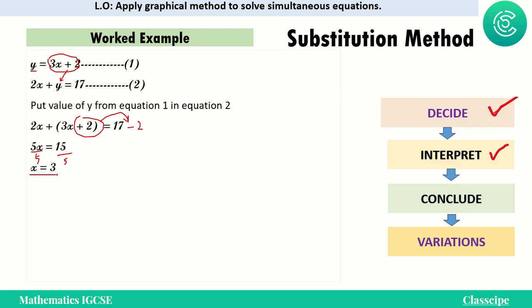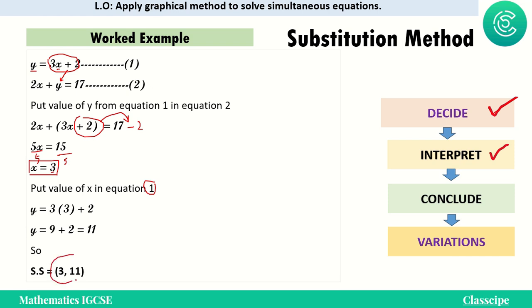What is our solution set? Till now we didn't get the solution set, we just got the value of x. Now we will put this value of x, which is 3, in equation 1. So we'll replace x with 3. So 3 times 3 plus 2: 3 times 3 is 9, plus 2 is 11. Now what is our solution set? Our solution set is 3 and 11. So this is a very easy method, and if you practice it a little bit, you will be a master of it.